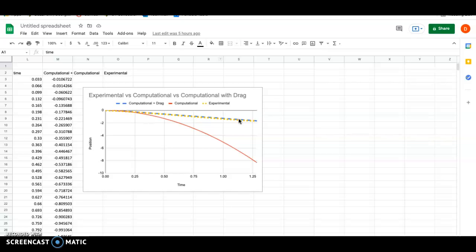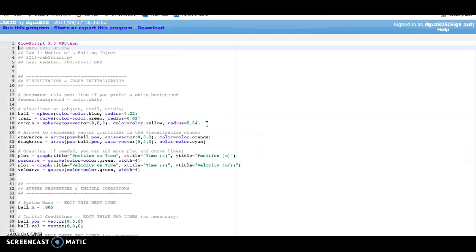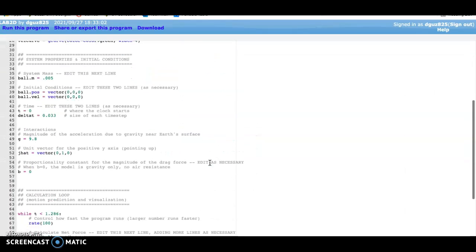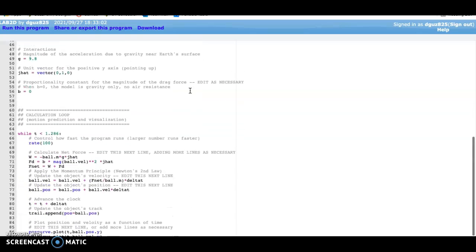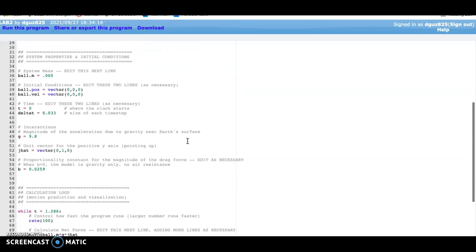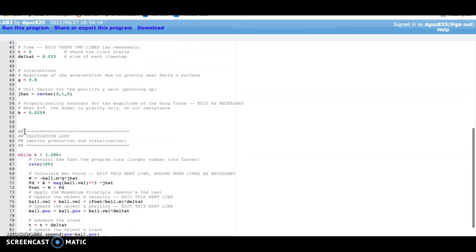After finding the experimental data, I created a program with the force of gravity only affecting the object, which should be shown here, and then a program with force of gravity and drag affecting the object. B on here in line 56 is the coefficient of drag.